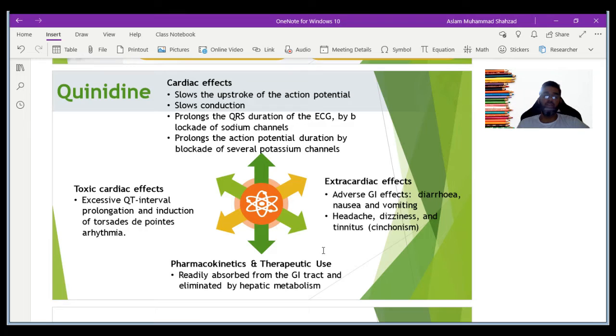Their toxic effects on the heart include excessive QT interval prolongation and induction of Torsades de Pointes arrhythmia, and they have some extracardiac effects like GIT effects such as diarrhea, nausea, vomiting. It could lead to headache, dizziness, and tinnitus. Pharmacokinetically and therapeutically, they are readily absorbed in the GIT and eliminated through hepatic metabolism.